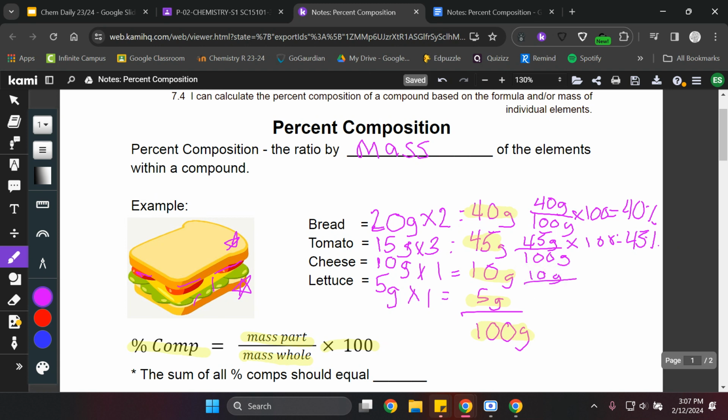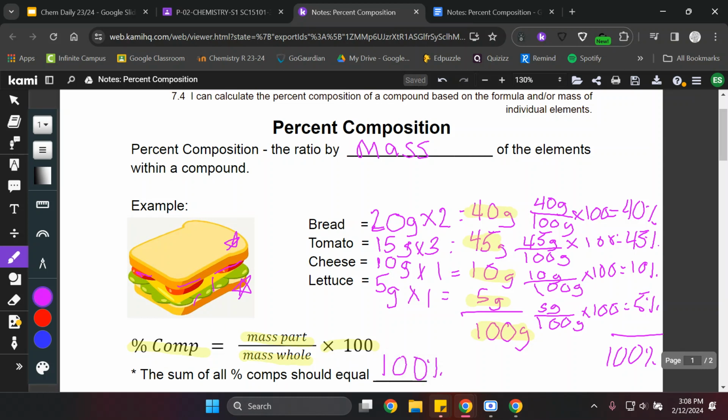Rinse and repeat for each of these substances. 10 grams for the cheese divided by 100 grams for the sandwich times 100 equals 10%. Lettuce, 5 grams of lettuce divided by 100 grams of the sandwich times 100 equals 5%. Very straightforward calculation. When we do this, we should end up with a total: 40 plus 45 plus 10 plus 5% equals 100%.